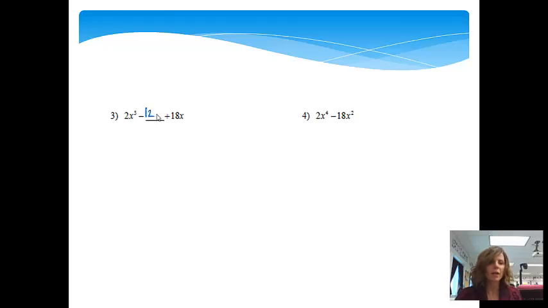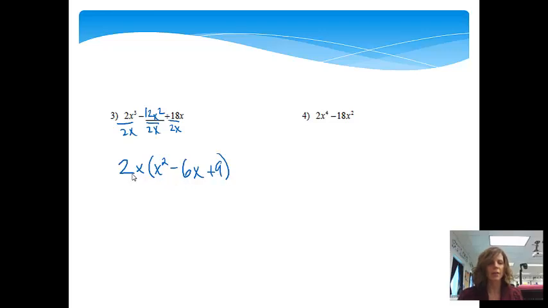Let's put a 12x squared here. First thing we're going to do again is look for that GCF. 2 will go into all three numbers, and then x cubed, x squared, and x. I'm going to put the x because it's the smallest. So we'll divide all three terms by the 2x, and when I do that, I will get 2 divided by 2 is 1, x cubed over x is x squared, minus 12 divided by 2 is 6x plus 9.